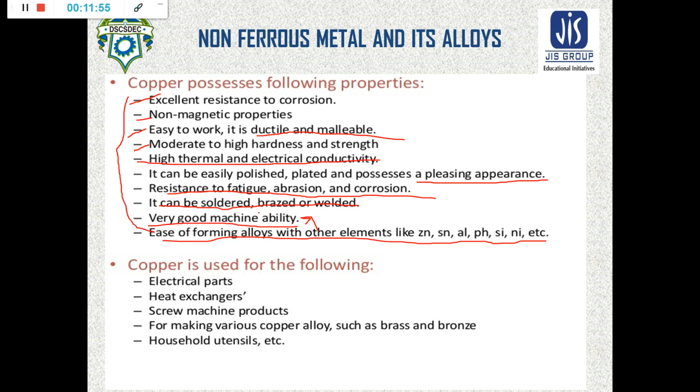Using copper. Now the applications of copper and their alloys. The main applications of copper and their alloys are these two: electrical parts and heat exchangers. Secondarily, screw machine products and making various copper alloys such as brass and bronze. Copper is also used to make household utensils. So these are some uses and advantages of copper.